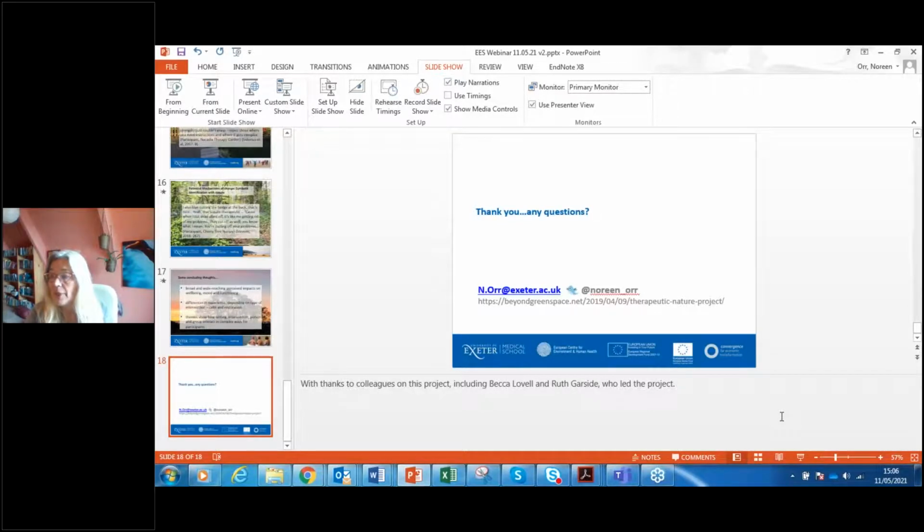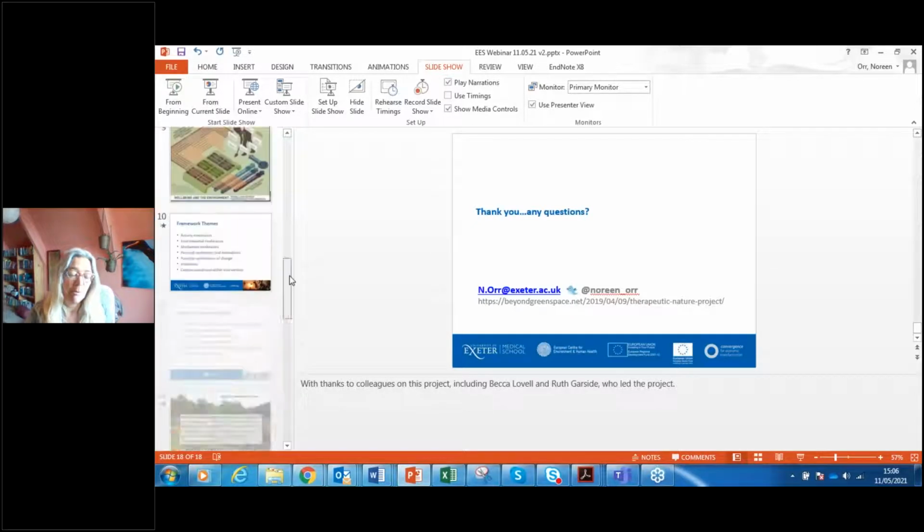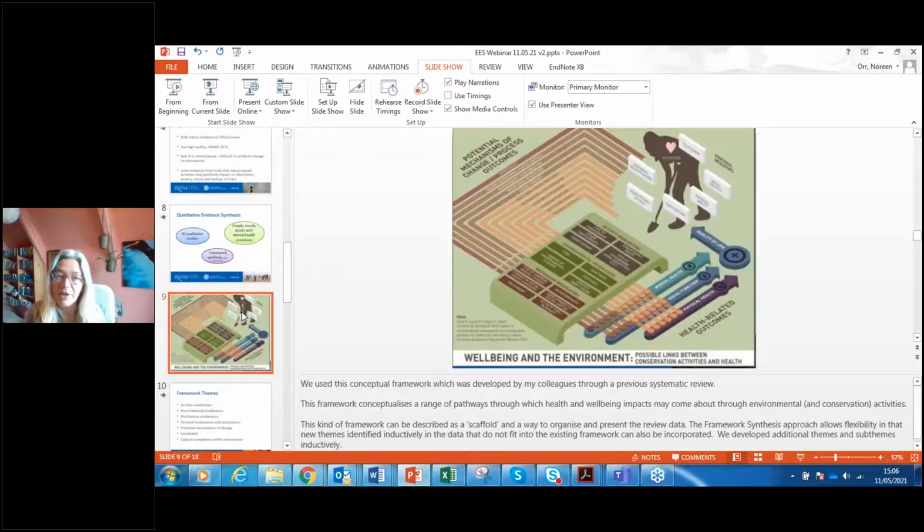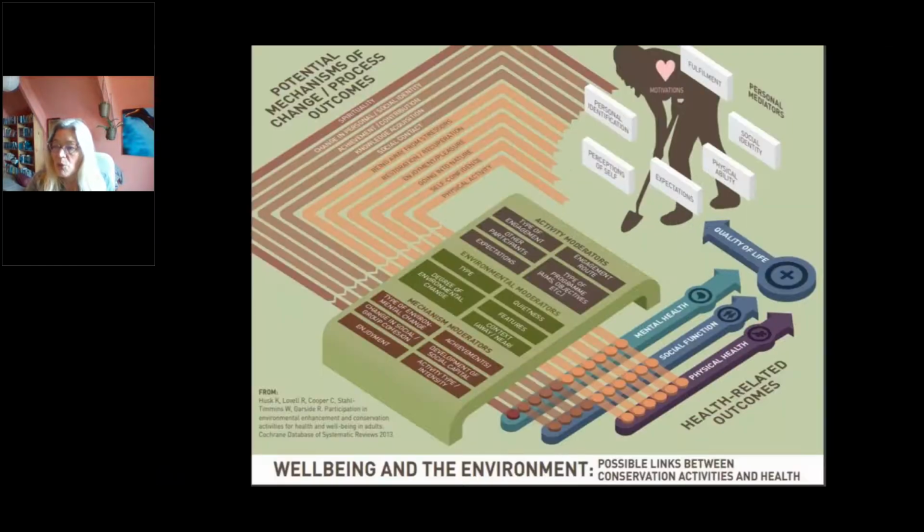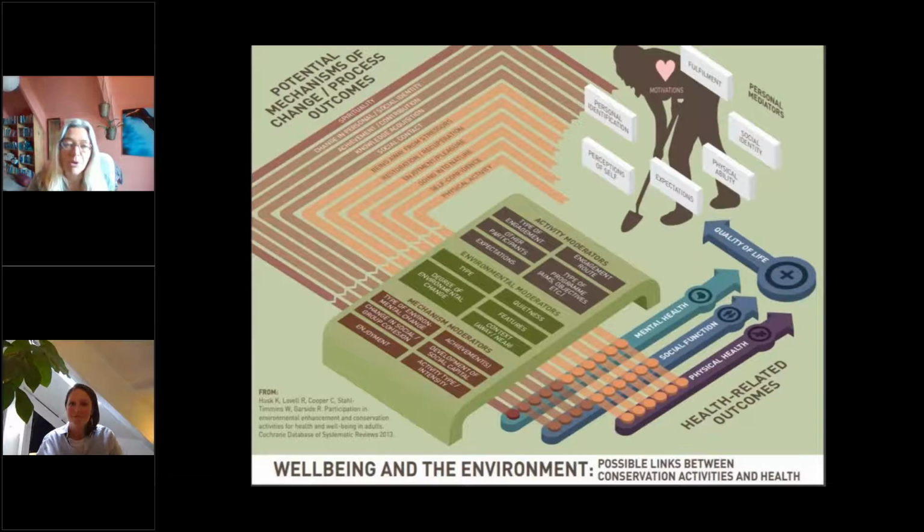So there are two questions, Noreen, and they're both actually about the conceptual model or framework. I wonder if the first one might be better going to Becca Lovell, if Becca's around. Yeah, that's the one. So one of the questions was, how was this conceptual model developed? And this actually came from a previous project which both Becca and I were involved in. So it might be that, Becca, you're in a better position to describe how this was developed.